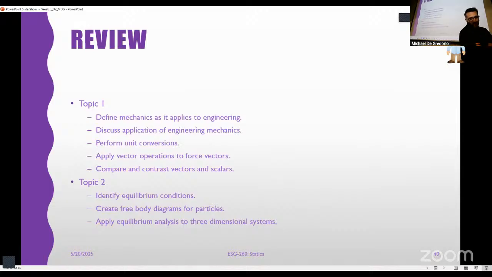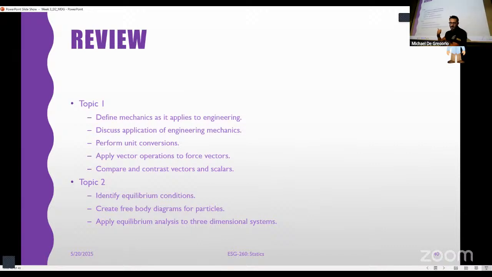Topic 1. What are the things that we needed to learn from topic 1? Define mechanics as it applies to engineering, discuss applications of engineering mechanics, perform unit conversions, apply vector operations to force vectors, and compare and contrast vectors and scalars. Hopefully we feel pretty confident with the topic 1 stuff. Most of the 2 questions that I got have little to do with unit conversions, and it's mostly to do with vector analysis. And so we'll kind of focus on that.